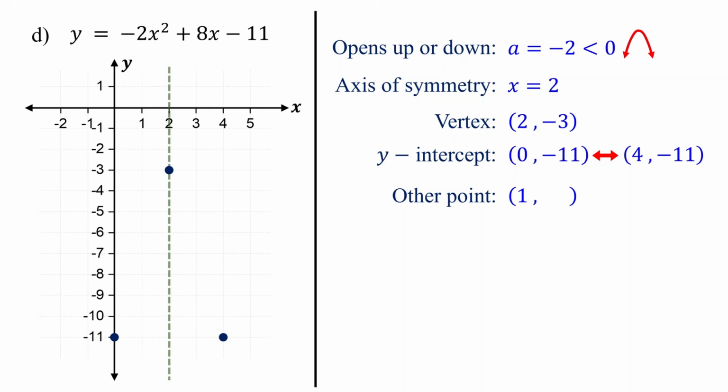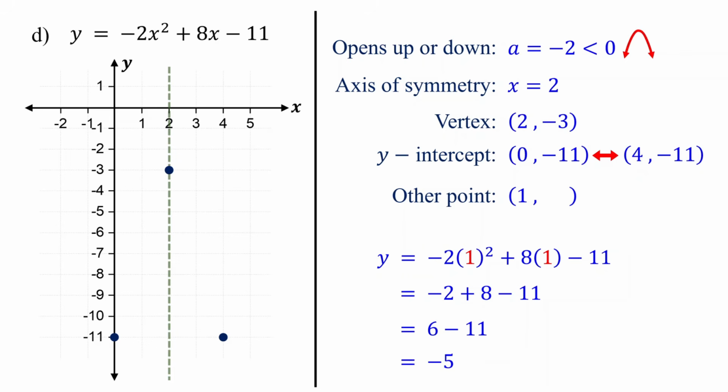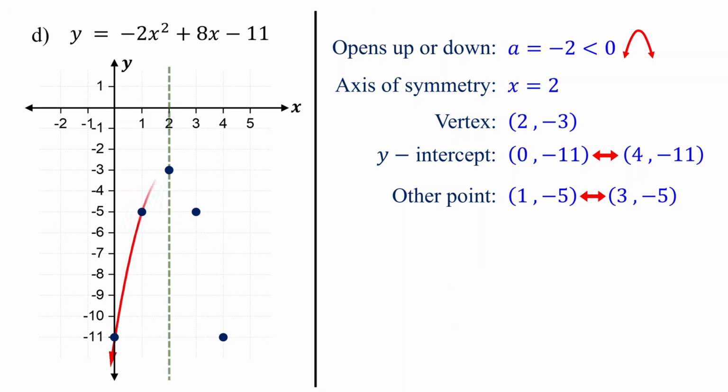If you take x equals 1 and find its corresponding y value, you will have the point 1, -5. Then plot this point on the graph and locate a point symmetric to it across the axis of symmetry. Finally, connect these 5 points to plot a parabola opening downward.